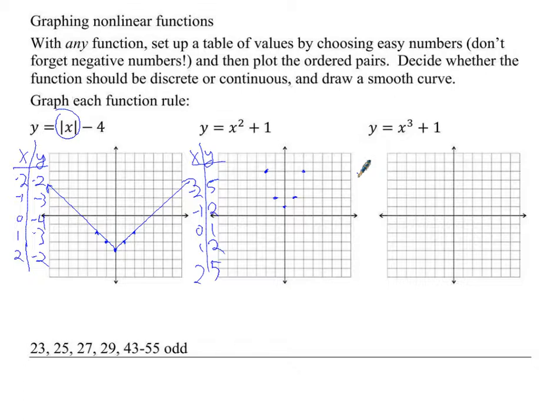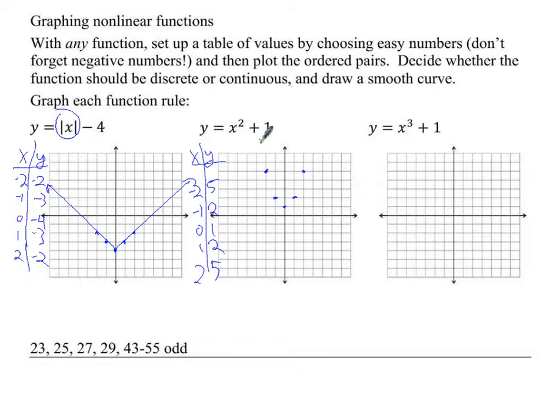Is that the same type of graph as the one that we just drew? Is that a V? It's not. Anybody know what this is? That is a parabola, yeah. One of the most exciting things in math, I think.